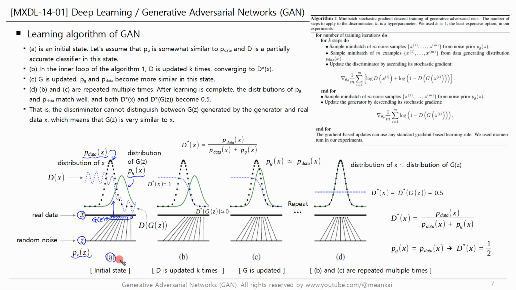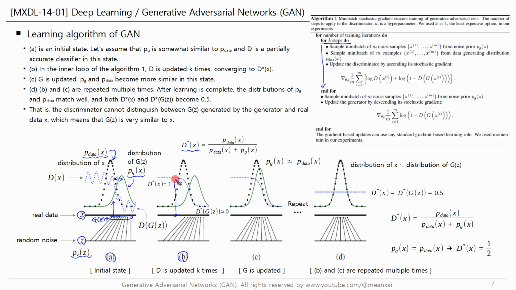A is an initial state. Let's assume that PG is somewhat similar to P data, and D is a partially accurate classifier in this state. At state B, D is updated k times in the inner loop of algorithm 1 to converge to D star of X. We will look at this formula in more detail on the next page.